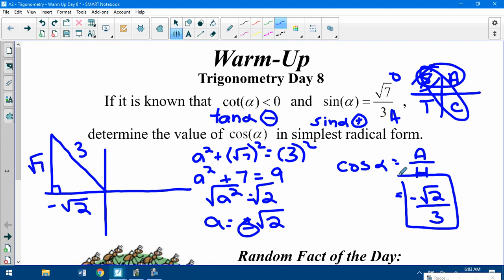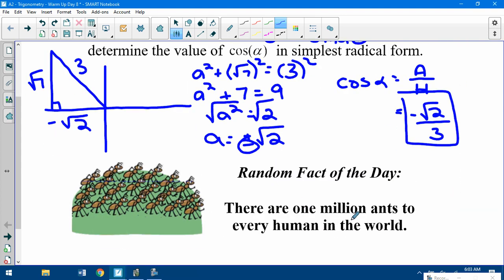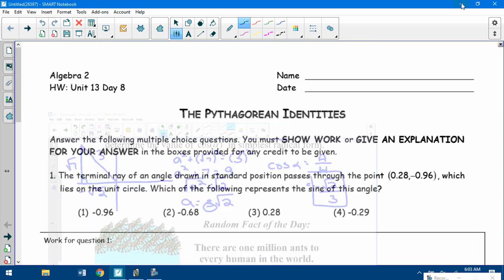All right, here's a random fact. There are 1 million ants to every human in the world. True story.